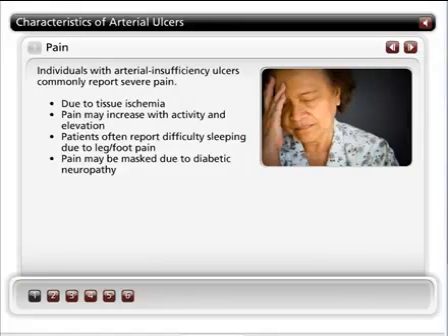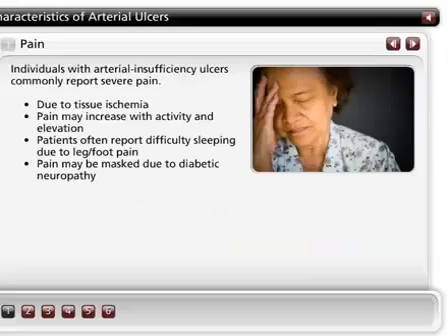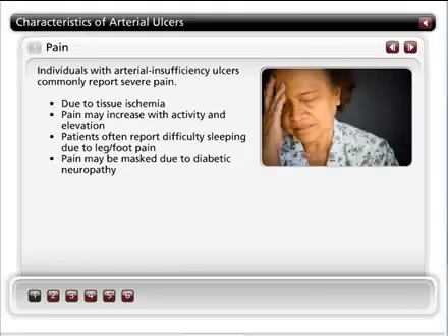Individuals with arterial insufficiency ulcers commonly report severe pain. This pain is caused by tissue ischemia. The pain may worsen during activities that increase tissue metabolism, such as ambulation. Positions that further compromise tissue perfusion, such as leg elevation, may also cause an increase in pain. Individuals with arterial insufficiency often report difficulty sleeping due to leg or foot pain.